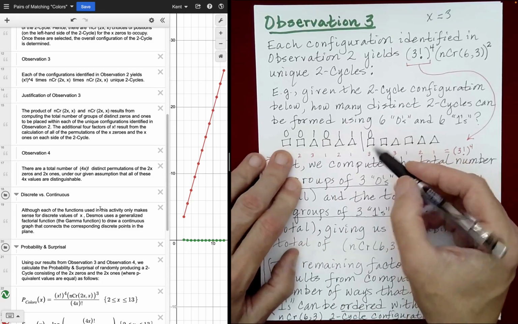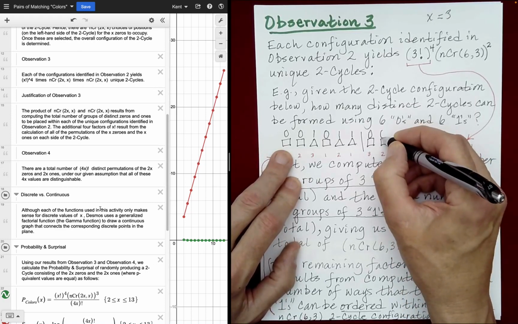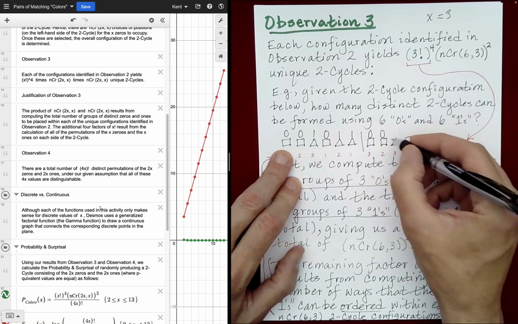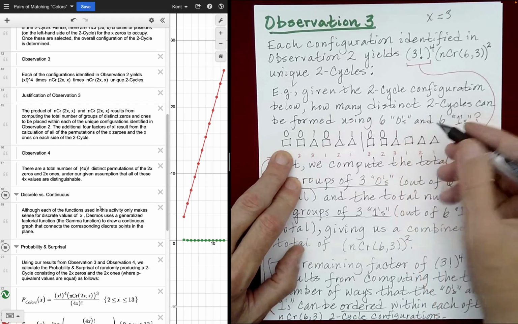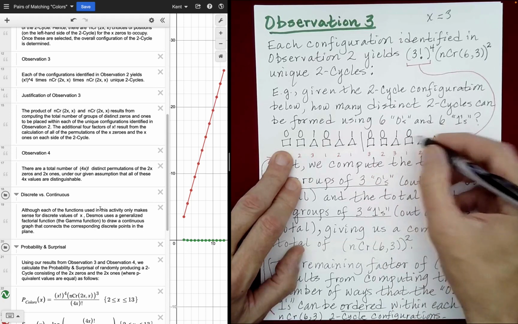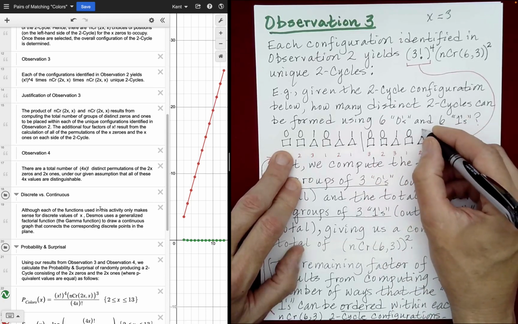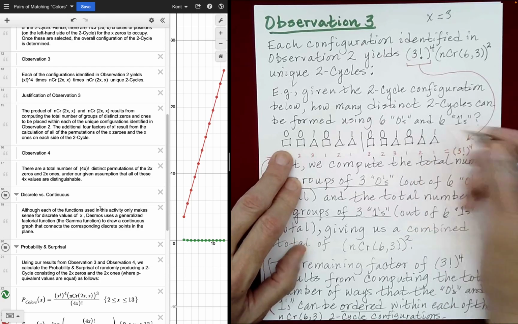So any one of the 3 zeros can go there. Any one of the remaining 2 zeros can go there. Any one of the 3 ones can go there. You don't have a choice here. There's only 1 zero left of the 3. You've used 2, so you have 1 left. You have 2 ones left, so there's the 2 down there. And then you only have 1 left.